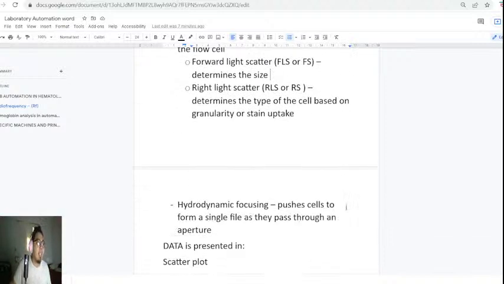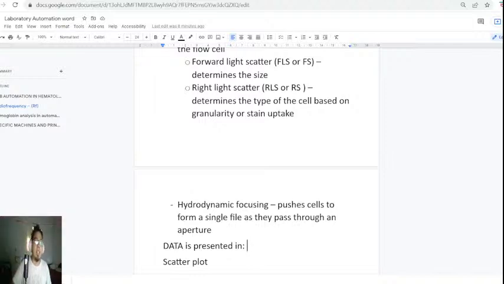Now, a flow cell is not complete without what you call the hydrodynamic focusing. It pushes the cells to form a single file as it passes through an aperture. So what do I mean by hydrodynamic focusing? Basically the cells will fall into a funnel. Inside that funnel, there will be water or diluent passing through both sides. Why is it important that there is diluent passing through both sides? Because it wants the cells to focus to form a single file.